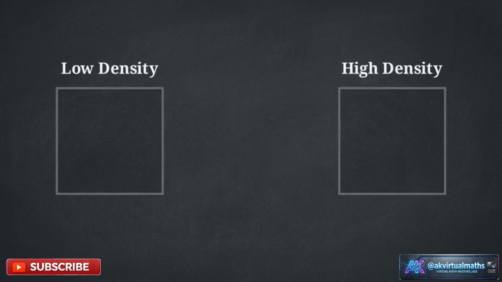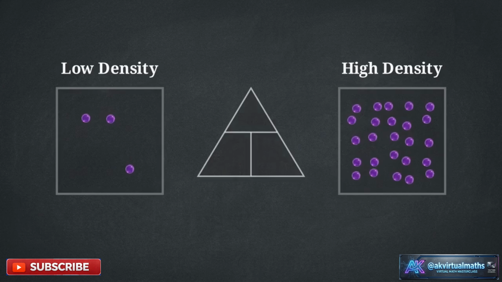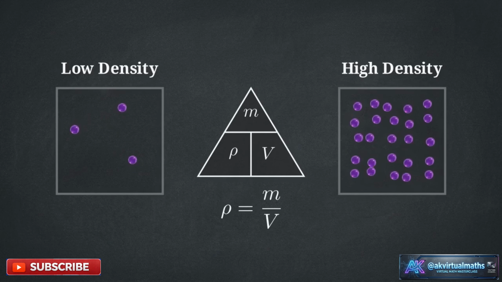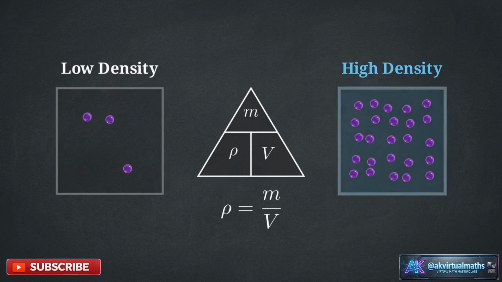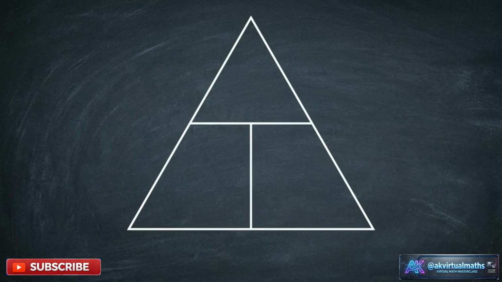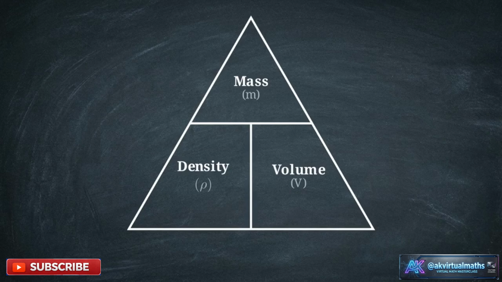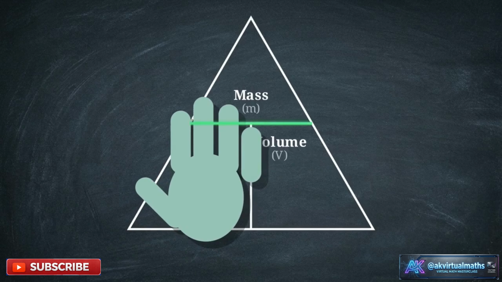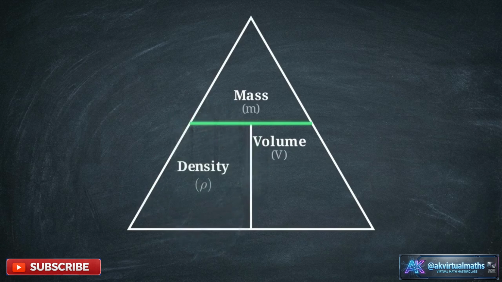We calculate this property by taking an object's mass and dividing it by its volume. The more mass squeezed into the same amount of space, the higher the density. We calculate density by dividing an object's mass by its volume. You can use this formula triangle as a visual shortcut. Covering the density symbol leaves mass over volume. Finding density always requires measuring two properties, its mass and its volume.